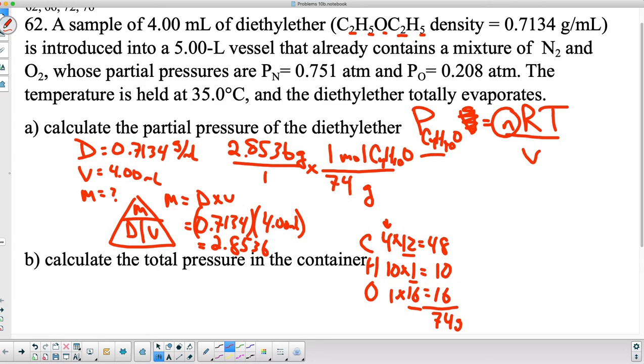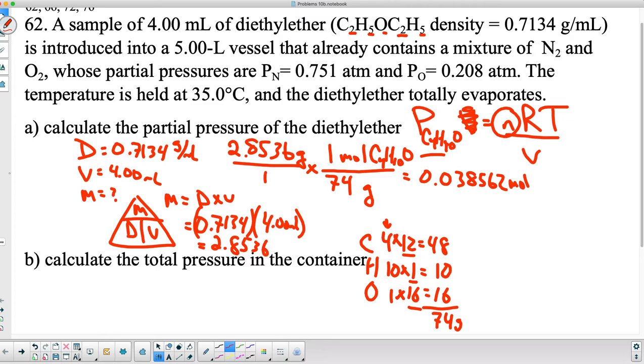And now I take my 2.8536 divided by 74, and this gives me the number of moles. Now the whole reason why we did this was so that we could find N for PV equals nRT. I should run this out a couple of places, just simply because I don't want this to be the thing that limits the factor. Okay.